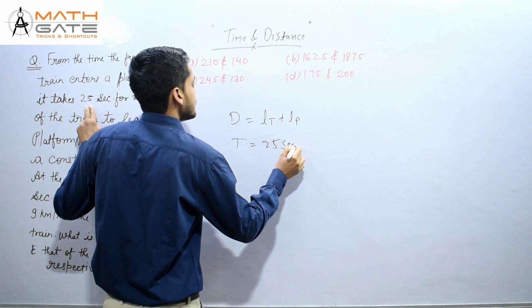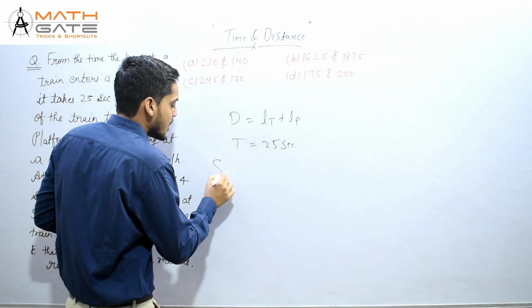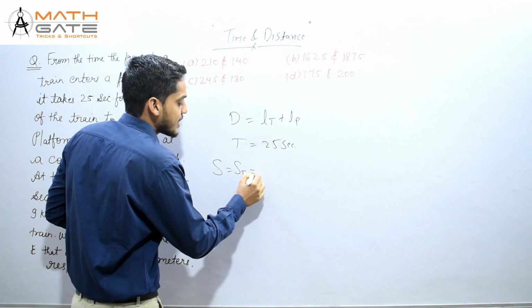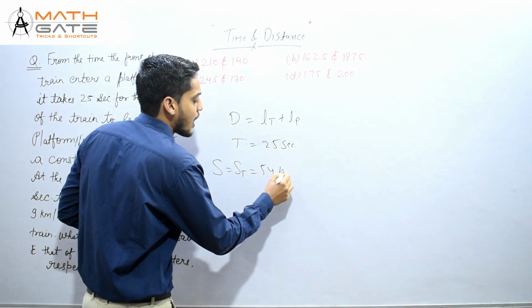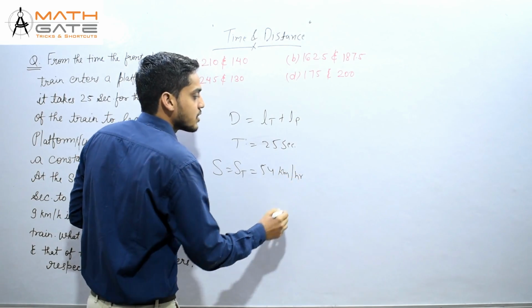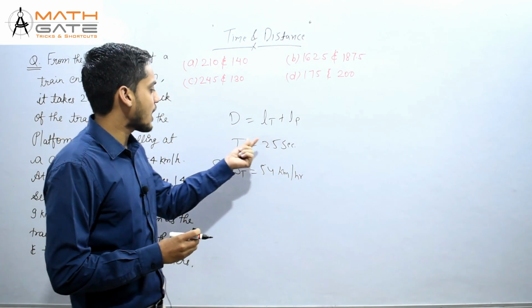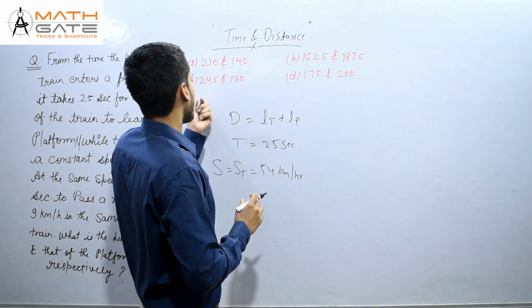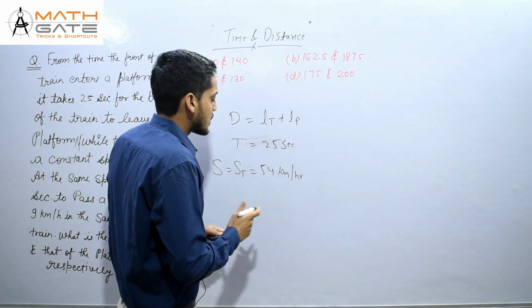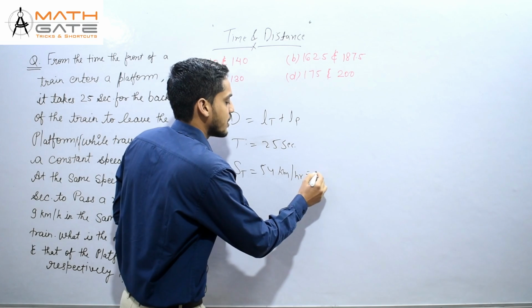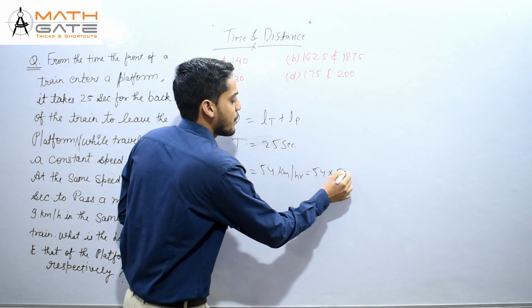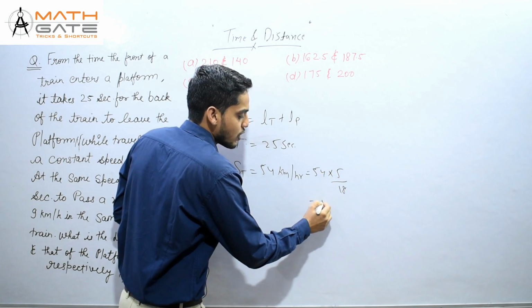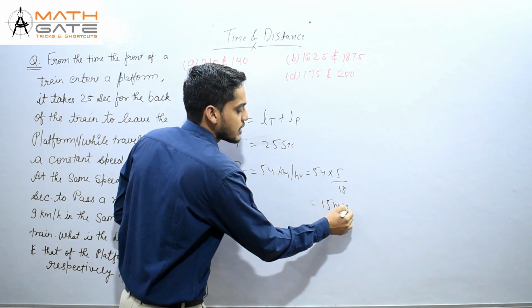When train passes a platform, speed equal to speed of train, and that is 54 km/h. But we have to change it in meter per second because our time is in seconds, and all the options are in meter as well. So 54 into 5/18 is equal to 15 meter per second.